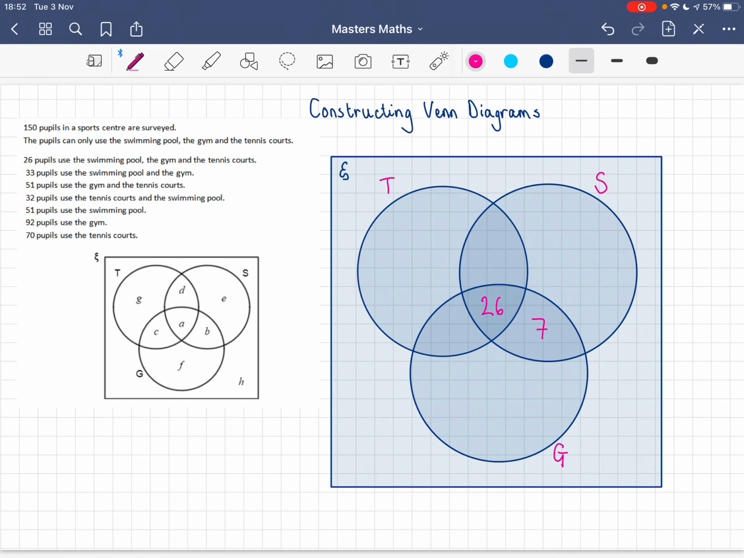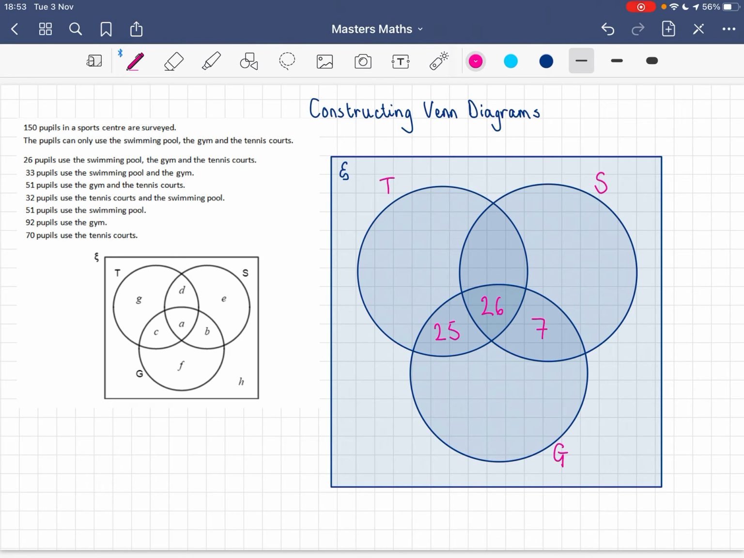The next one, 51 pupils use the gym and the tennis court. So again, this is this full section here, that full overlap, even though some of it includes the swimming pool as well, we want all of the people who do tennis and the gym. There's 51 altogether, but we have already accounted for 26 of them, meaning that 25 students just use the tennis court and the gym. 26 of them use the tennis court and the gym and the swimming pool.